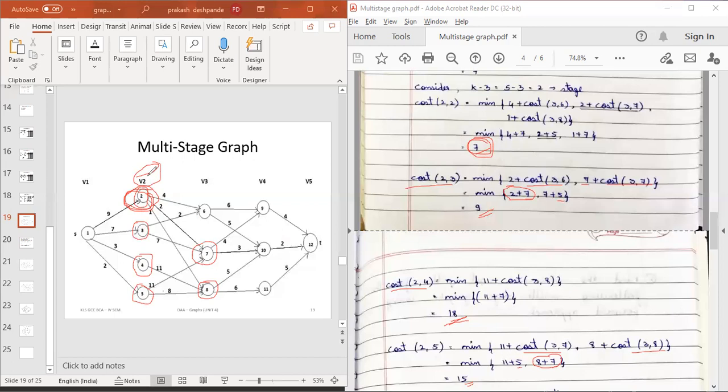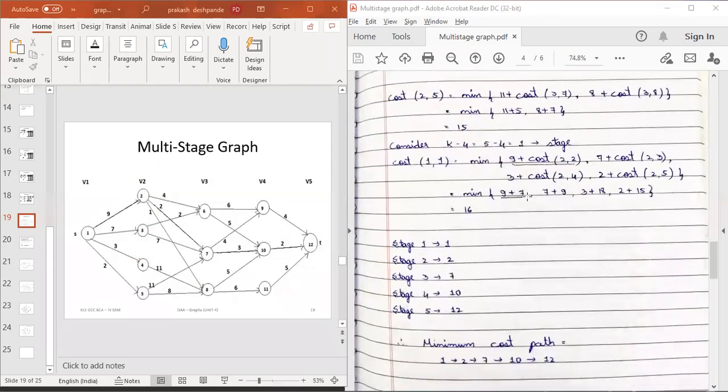Okay, now these are the decisions that we made in this particular stage. Now we are left with one more decision that we need to calculate here. Let's clear the drawings and proceed with the next stage calculations. In the next stage, that is k minus 4, we get 5 minus 4 as 1, stage 1. So we need to make the decisions over here.